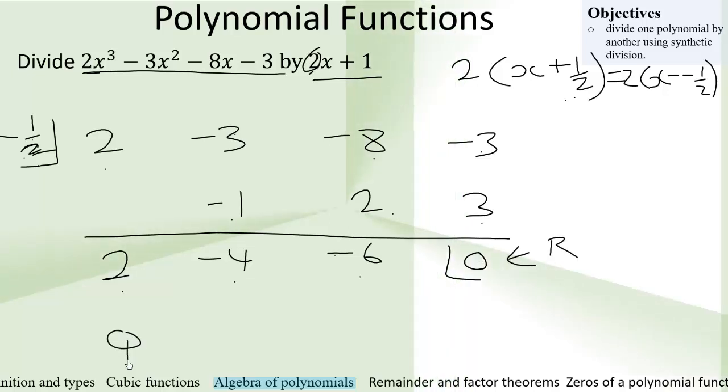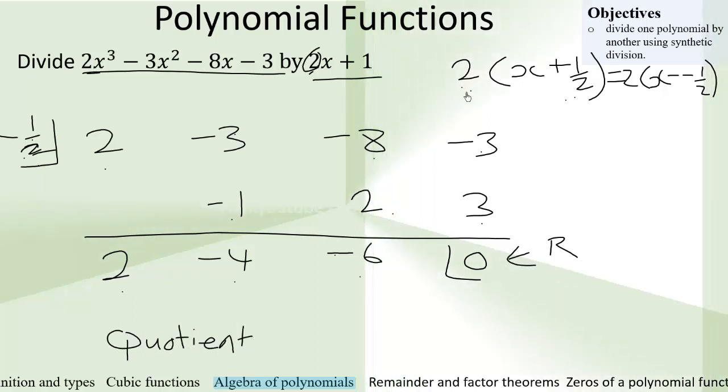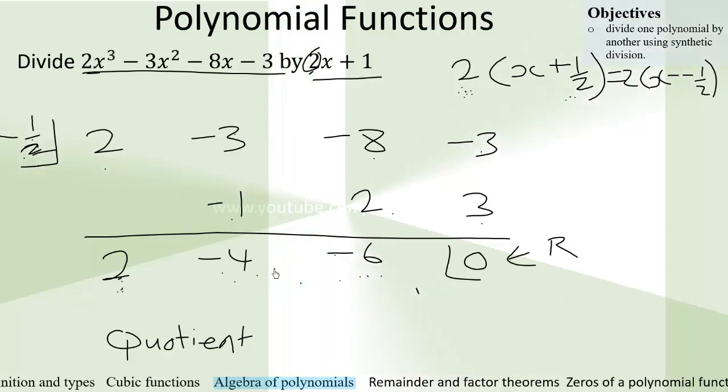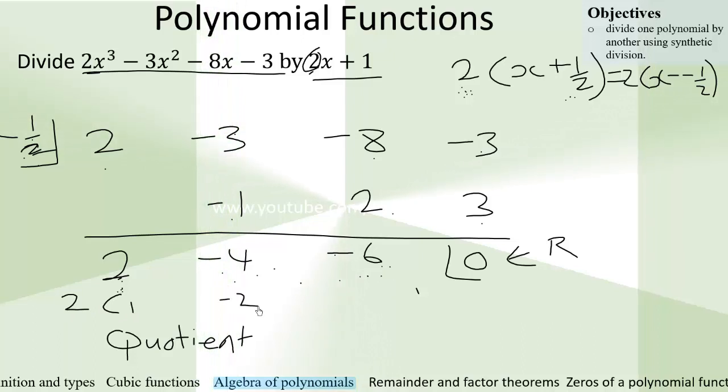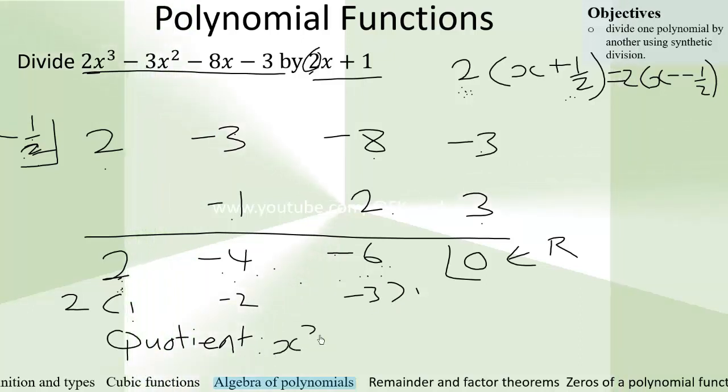The quotient, this time we have to be careful because we inflated this by 2. The quotient is also inflated by 2. In other words, we factored 2 out here, so we have to factor 2 out of the resulting numbers here. So when you factor 2 out, you get 1, negative 2, then negative 3. So the quotient is actually x squared minus 2x minus 3.